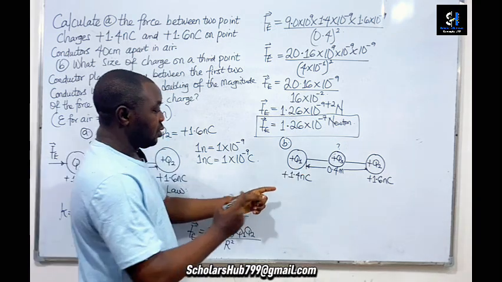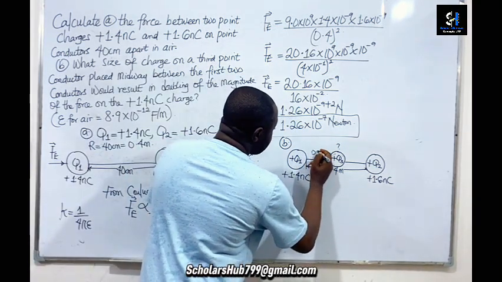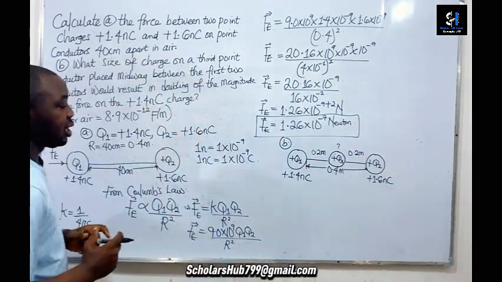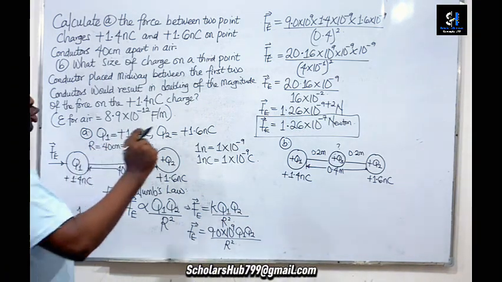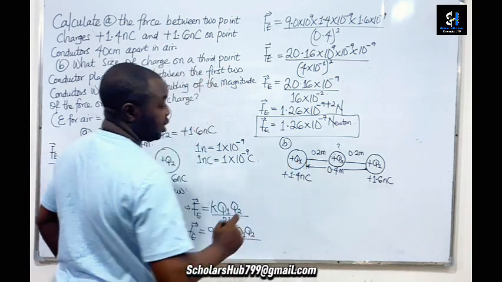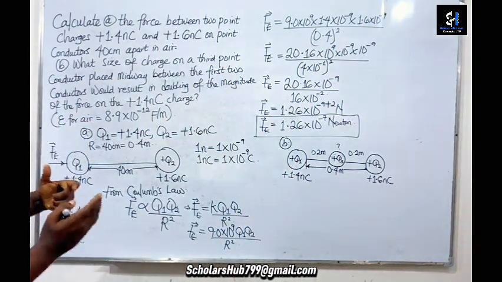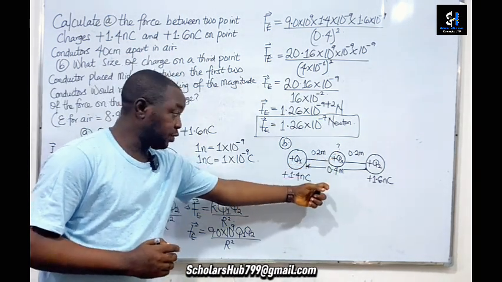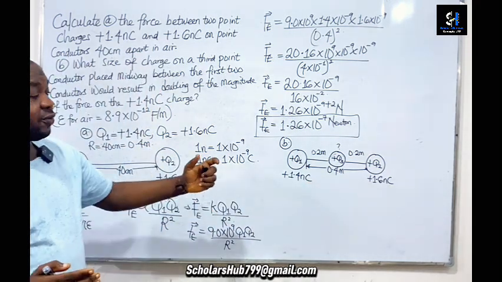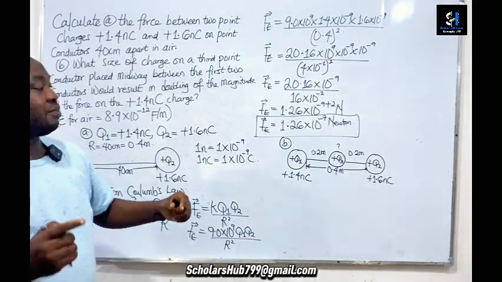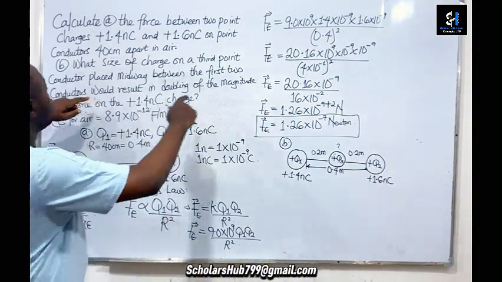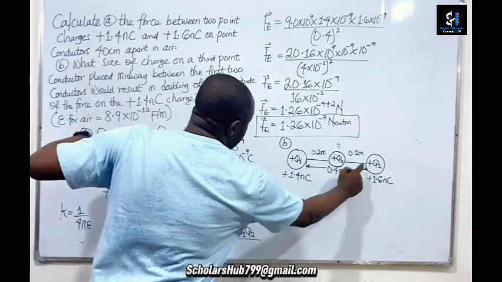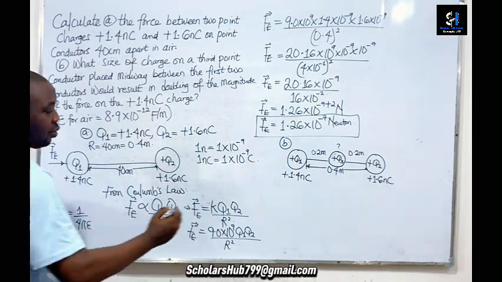The distance in this case will be 0.2 meters, and this also will be 0.2 meters. That's midway. So the force on Q1 due to Q3, I want to answer the question using a verbal statement now. The force on Q1 due to Q3 would be equal to the magnitude of the force on the two charges Q1 and Q2, which is this value we got here.